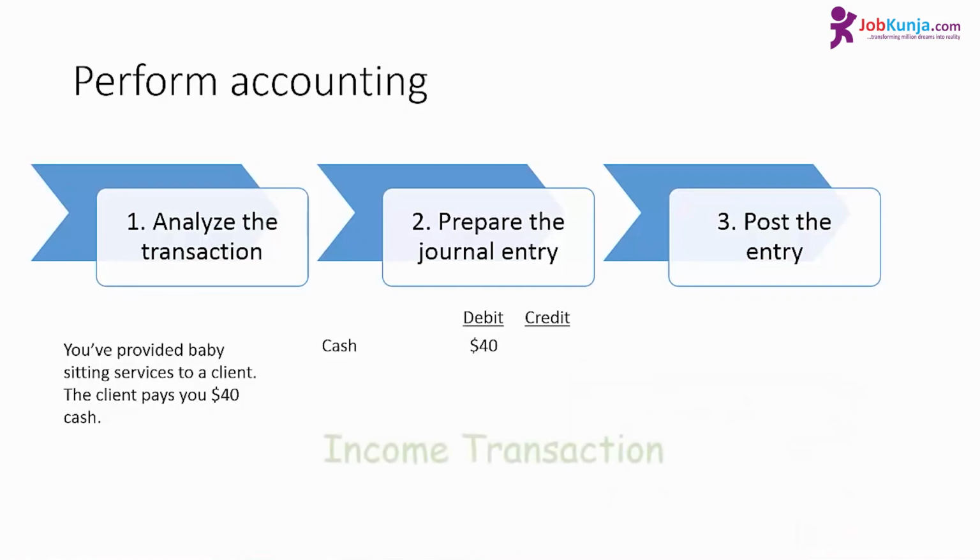Hopefully, you identified that this is an income transaction. We made money for services we rendered. Therefore, the credit side of this entry would be to an account like sales or revenue for the $40 we collected. The final step is to put the entry into the general ledger.